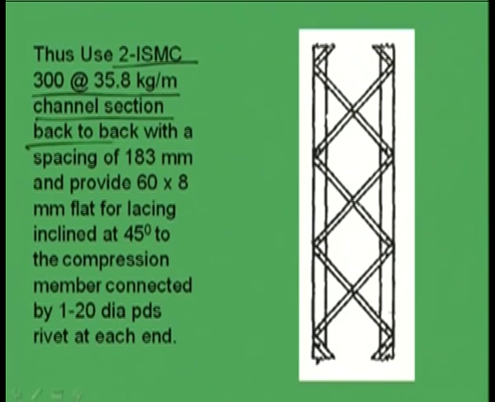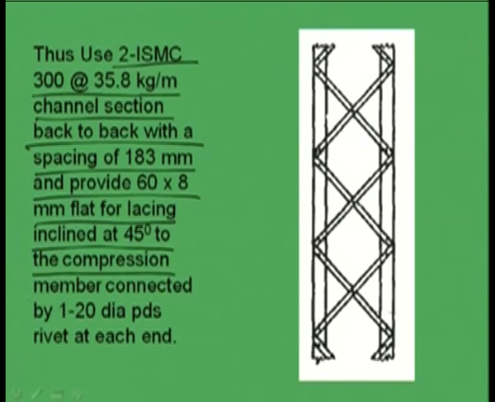So, finally, we can use 2 ISMC 300 at 35.8 kg per meter channel sections back to back with a spacing of 183 millimeter and provide 60 into 8 mm flat for lacing inclined at 45 degree to the compression member, connected by one number of 20 millimeter diameter power driven shop rivet at each end. The only difference from the single lacing system to the double lacing system is the thickness, which we have just reduced.